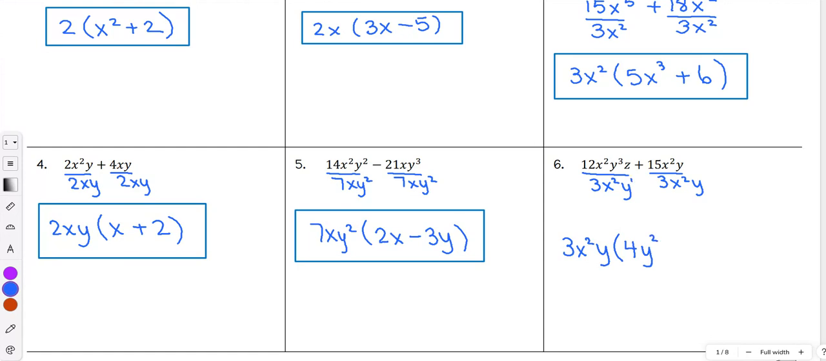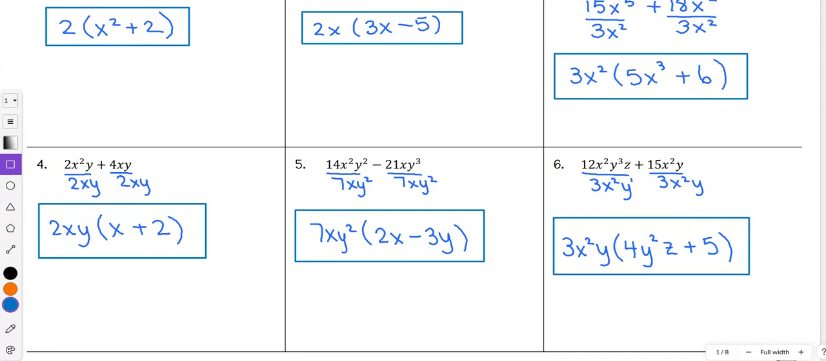Again, here, if you want to write it in there, you're subtracting those exponents. And the first term contains a z. Plus, we got 15 divided 3, 5. X squares cancel out. Y's cancel out. So that's all we have. So whenever you have multiple variables, do not rearrange anything. Leave it as that. When you have only one variable, normally we will rearrange it.